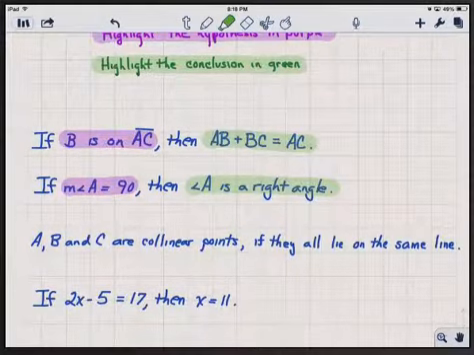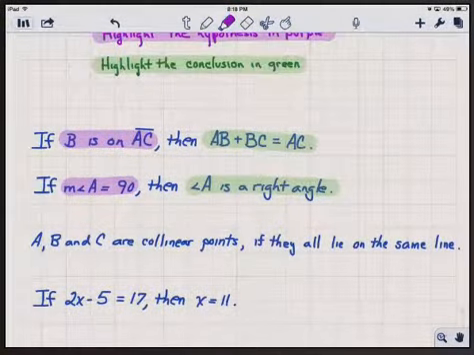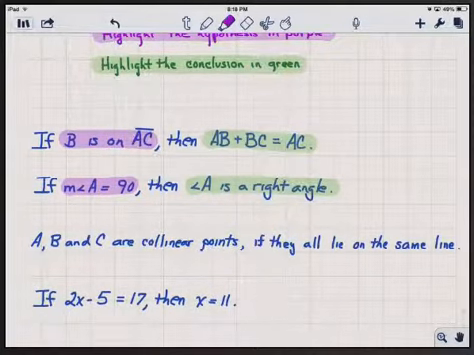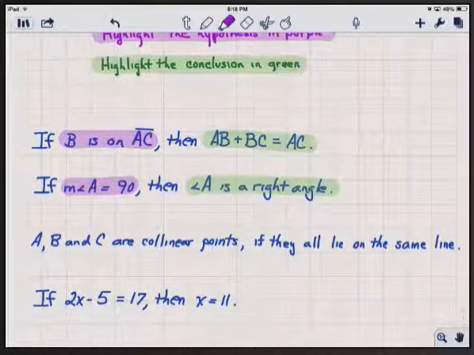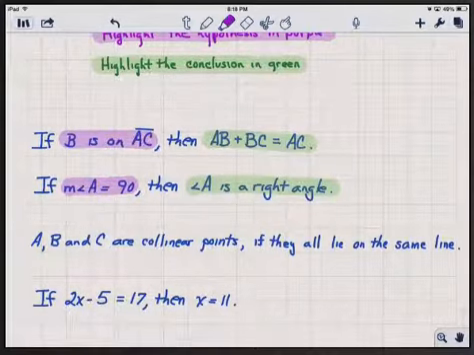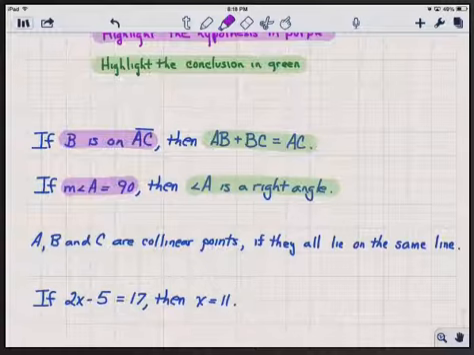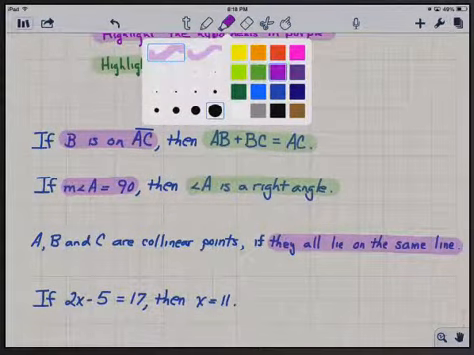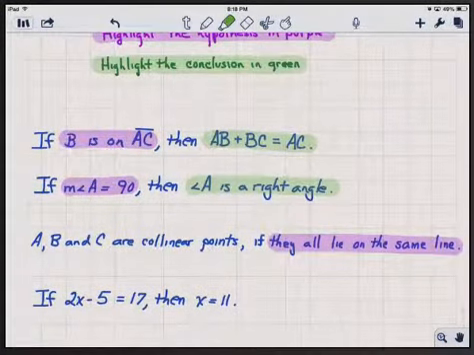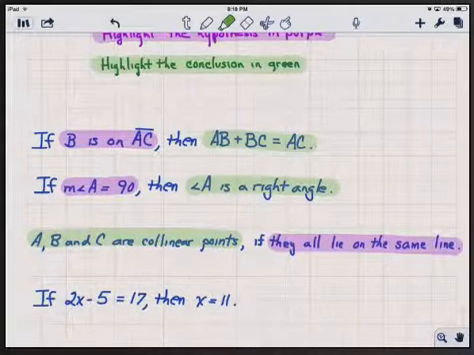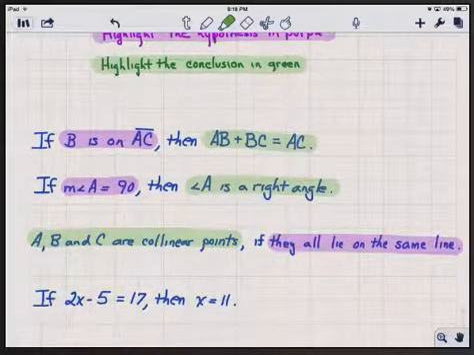Third sentence is a little bit different. The word if appears in the middle of the sentence. So using the same type of reasoning as before, the phrase following the word if is stating the conditions that we want to be satisfied. So that is the hypothesis. In this case, that's the phrase they all lie on the same line. That makes the other part of the sentence, the first part in this case, A, B, and C are collinear points, the conclusion.